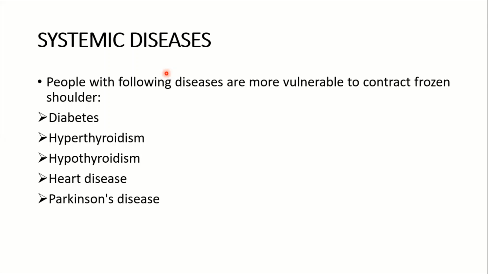These systemic diseases are, number one, diabetes, then the thyroid diseases, whether it's hyperthyroidism or hypothyroidism, then heart disease, the cardiac disease, then Parkinson's disease.